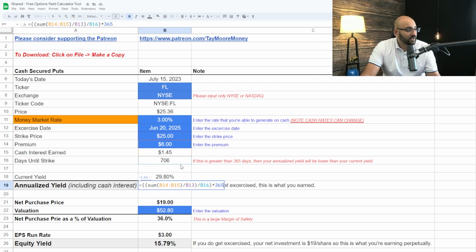And then what I'm going to do is divide that by the number of days it took to earn that 29.8%, which is 706 days. So I divide that by 706, which gives me 0.0004, whatever, and then I multiply that by 365, and that gives me my annualized yield, which I've just calculated with my calculator at 15.4%.